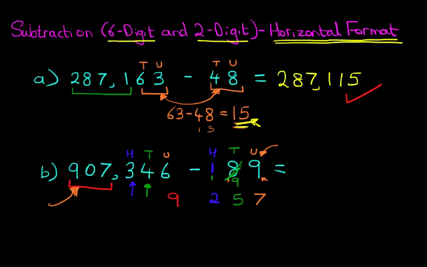So let's write that in. So that number is not going to change. So therefore, this is our answer, and it is 907,257. Now just work through this a couple of times and you'll understand what we've done is very logical, and it's something that will come in handy when we are subtracting larger numbers.